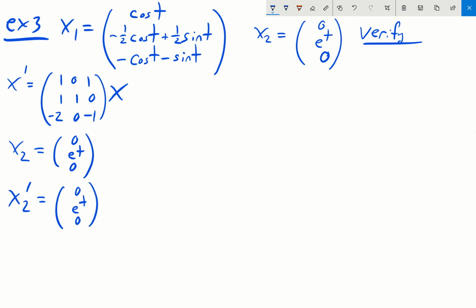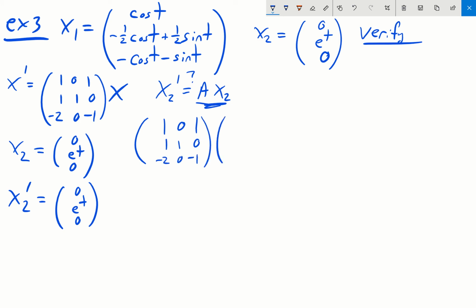We differentiate each entry term by term. The derivative of 0 is 0, the derivative of e to the t is e to the t, and the derivative of 0 is 0. We now are going to plug that into the system. We want to see, is it the case that A times x2 is equal to x2 prime? So let me just work this out. We have our 3x3 matrix A, which is 1, 0, 1, 1, 1, 0, negative 2, 0, negative 1. And we're going to multiply that by x2, which is 0, e to the t, 0. And we want to see, does that equal x2 prime?